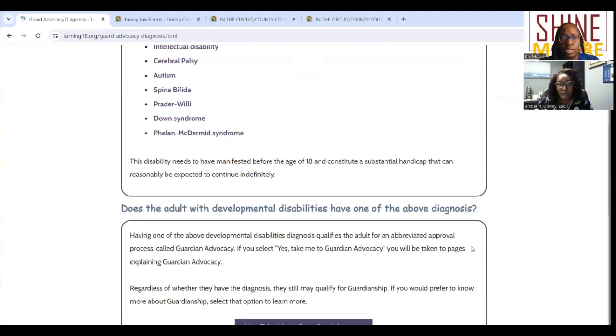Okay. And I see that it says here, this disability needs to have manifested before the age of 18. So as long as there's some type of documentation that shows that this diagnosis or eligibility occurred before that age, then okay. Correct. And typically the documentation that I'm providing to the court with a request to appoint a guardian advocate would be a letter from a doctor identifying the diagnosis, or an evaluation typically conducted by a psychologist that outlines what the diagnosis is. And again, now, will that include a school psychologist?